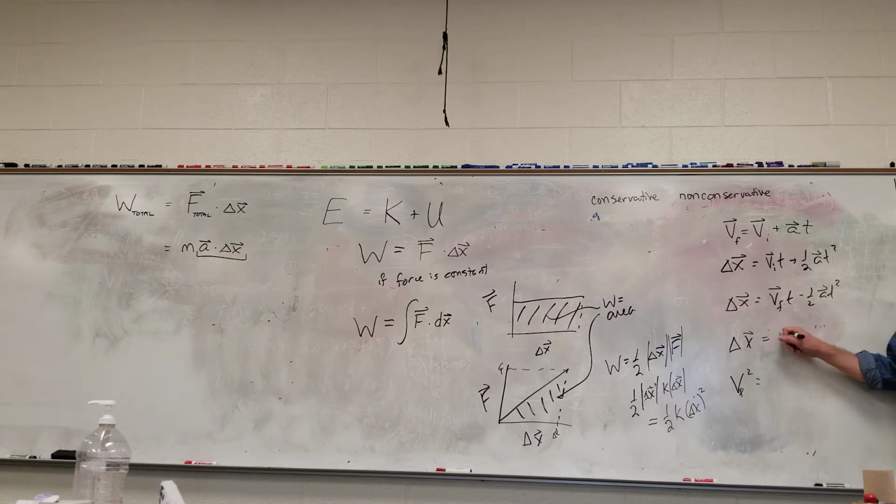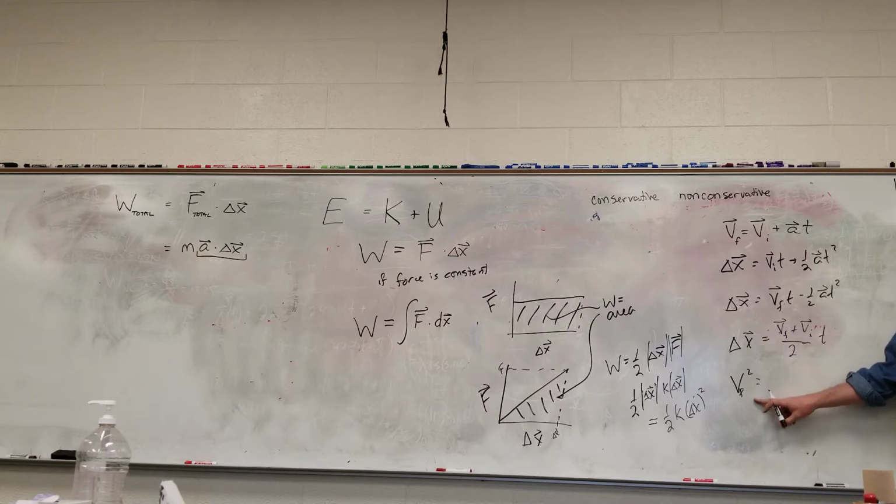Isn't it VF minus VI? Call it VF plus VI. Basically, it's average velocity times time. So if acceleration is constant, then the average velocity is just the average of the first and the last one. And then the last one here.